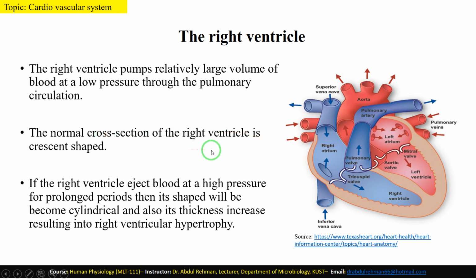And the normal cross section of the right ventricle is crescent shape. It is a loop-like structure, but sometimes there is right ventricle hypertrophy. In this case, if the right ventricle continuously pumps blood for a longer period of time, its crescent shape will become cylindrical and it will lead towards a disease called right ventricle hypertrophy. In this case, the size of the heart becomes enlarged. So the function of the heart will be disturbed. This is one of the signs of heart disease.